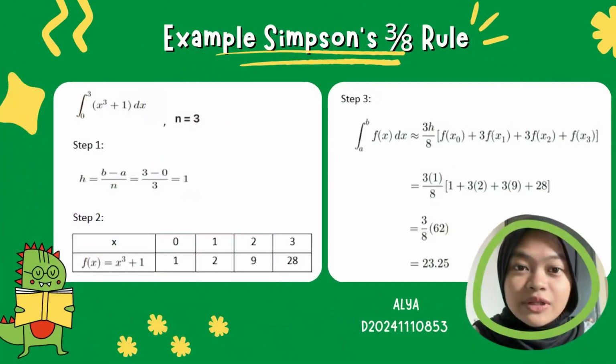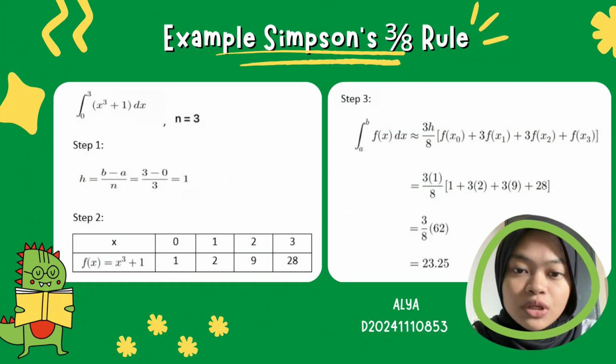Okay, so next I will explain an example of using Simpson's 3/8 rule to estimate the value of the integral from 0 to 3 of the function x cubed plus 1, with the number of subintervals n equal to 3. The first step is to find the value of h, which represents the width of each subinterval. The formula for h is b minus a divided by n. Therefore, h equals (3 minus 0) divided by 3, which gives h equals 1.